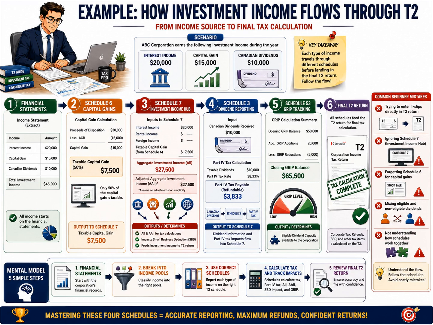The T2 return combines all of the calculations and determines the corporation's taxable income, tax payable, refundable taxes, and other important tax attributes. Notice the common mistakes shown on the right side of the slide. Many beginners try to enter T-slips directly into a corporate return. Others skip Schedule 7, forget Schedule 6 when reporting capital gains, or fail to understand how information moves between schedules. These mistakes can lead to inaccurate tax calculations and filing errors.